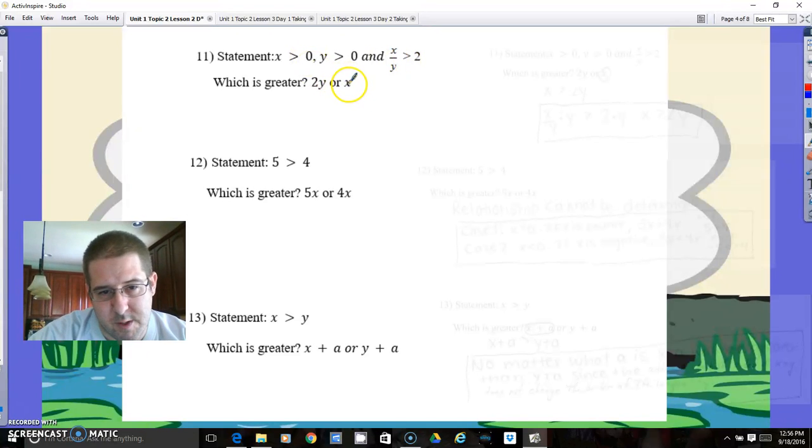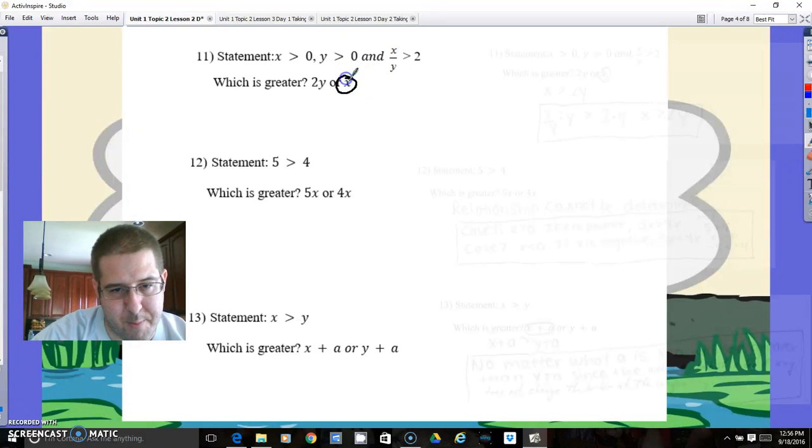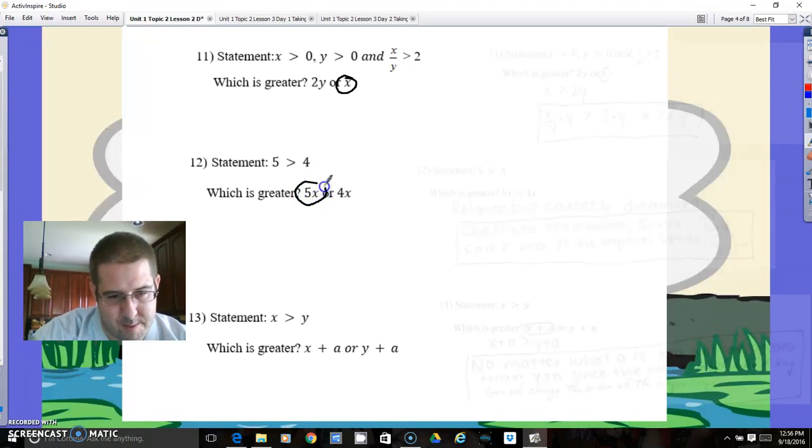Well, if x must be more than twice as big as y, it doesn't matter if you multiply y by 2. x is still going to be bigger, because right here it says x must be greater than double y. All right, number 12. 5 is greater than 4. Well, duh. Which is greater, 5 times the number or 4 times the number? Well, I'd rather have 5 times the number. I think that's pretty easy right there.